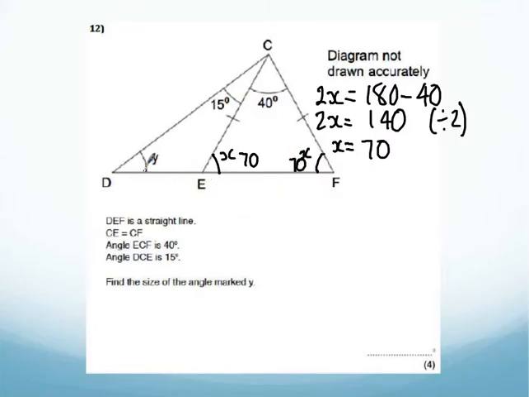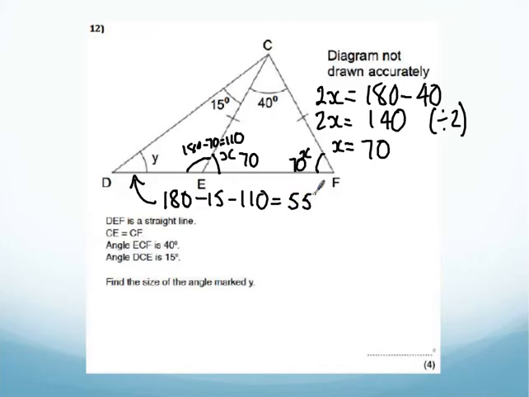Now there's a couple of ways that I can find this angle here. That's either using triangle CDF or by just using triangle CDE. I'll just use CDE. This angle here, if I know this is 70, is going to be 180 minus 70, which equals 110. So then finally, the angle y is another one in a triangle, so it's going to be 180. I'm going to take away this 15 degrees, and I'm going to take away the 110 that I've just found. And so we get an answer of 55 degrees.